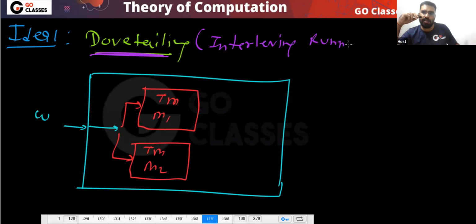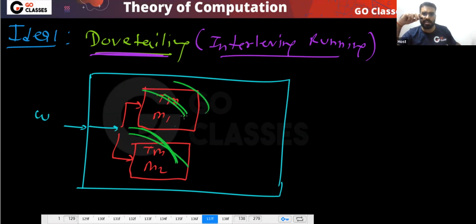Interleaving running. Okay, so this is your interleaving running. Now here, tell me, you are running them: one step here, one step here, one step here, and so on. Like this, you are running. Yes or no? One step, one step, one step, like this you are running. Now you are running them in the interleaving fashion.